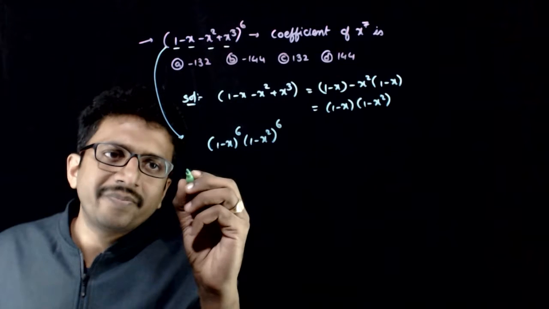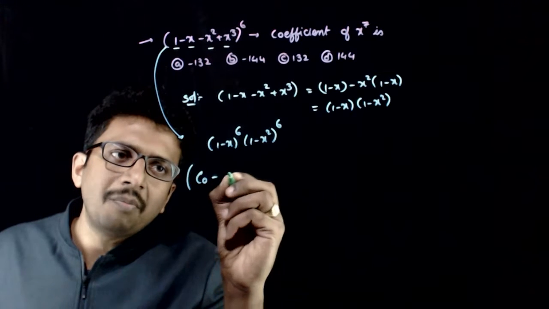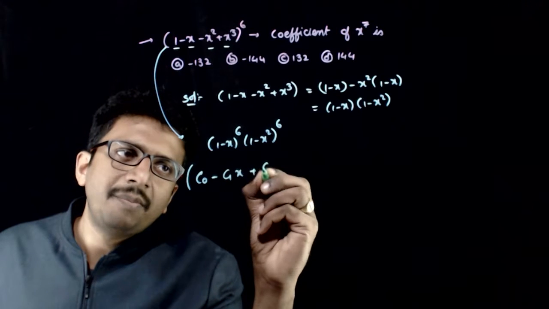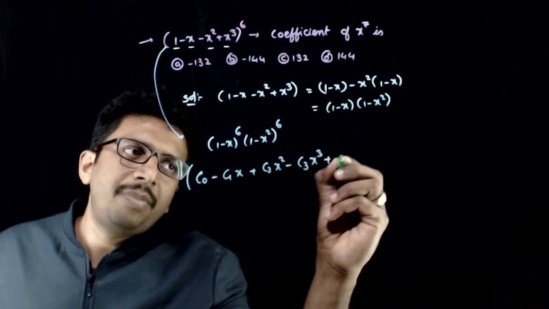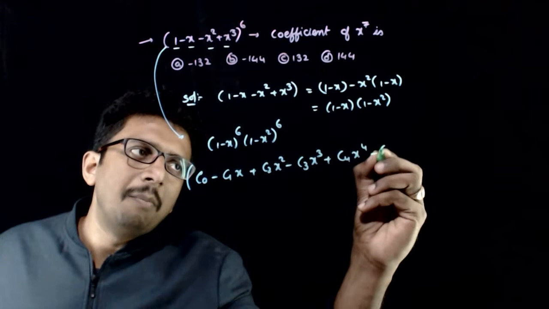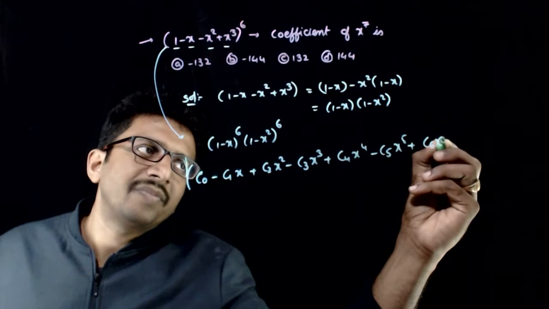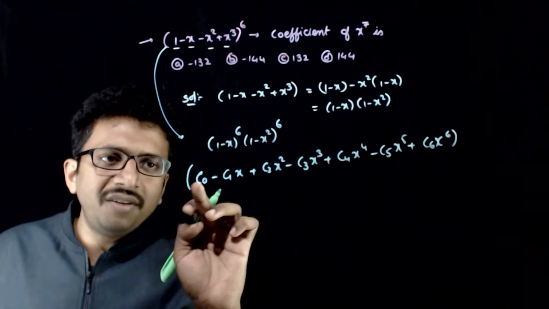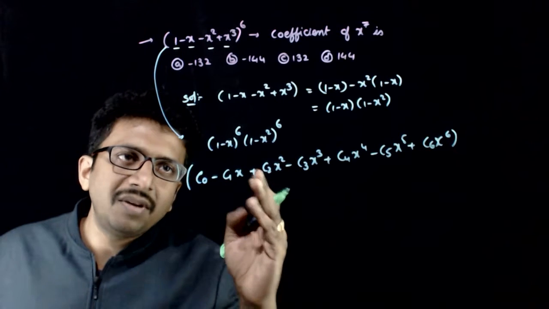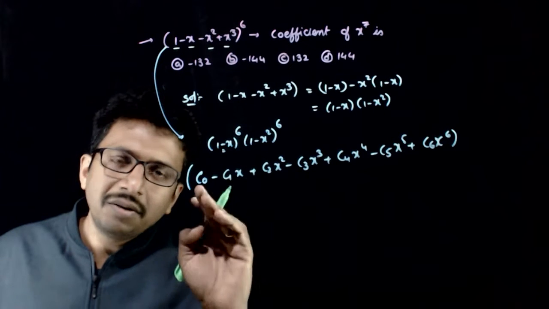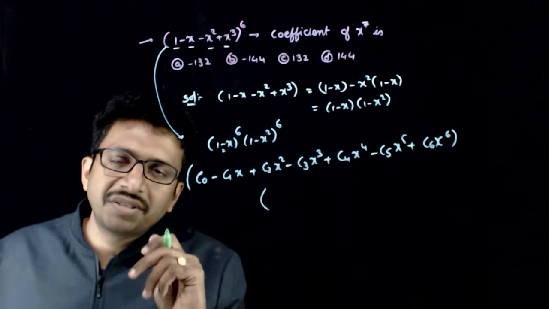Let us expand this. So you have the expansion of this is c0 minus c1x plus c2x square minus c3x cube plus c4x power 4 minus c5x power 5 plus c6x power 6, right? Where the n is 6. So c0 minus c1, because you have an alternate plus minus sign, into, so what is the expansion of this?